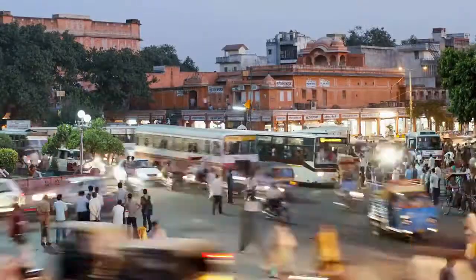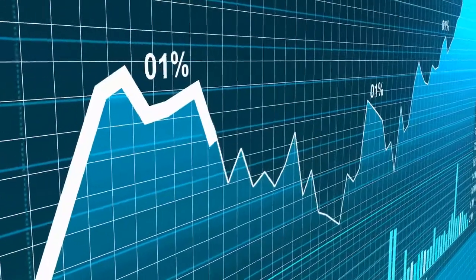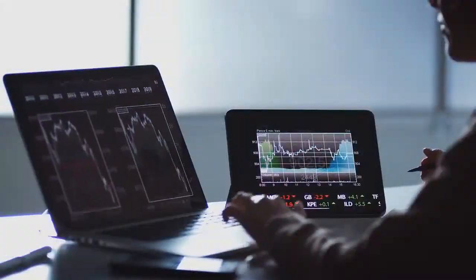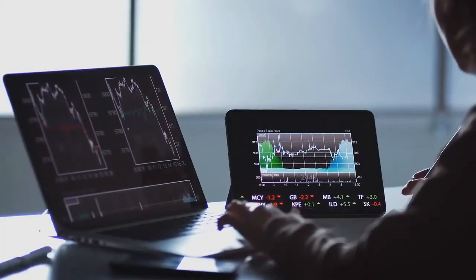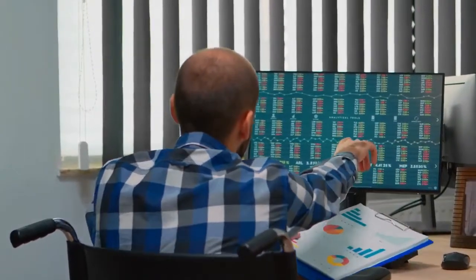Your next question might be, how can one invest in the US from India? Things to consider when investing. What are the different ways I can invest in the US stock market? You can invest directly by opening a US brokerage account.